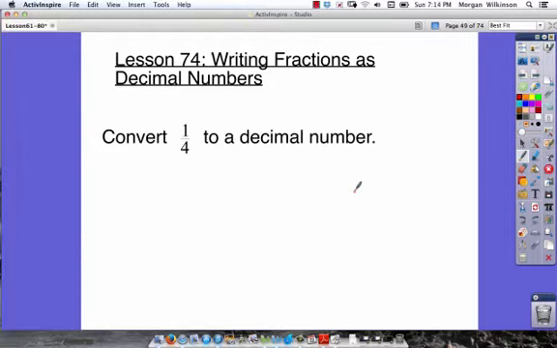Lesson 74 is all about writing fractions as decimal numbers. In this first problem, we're asked to convert 1/4 to a decimal number.